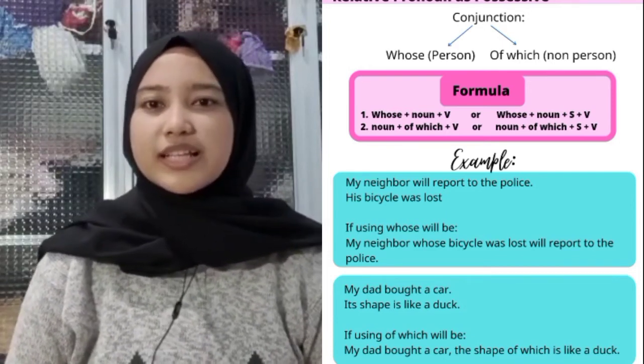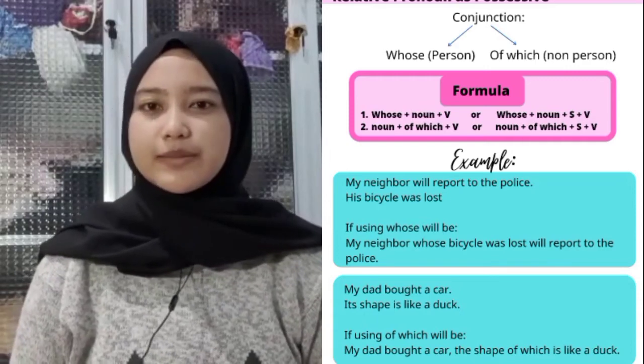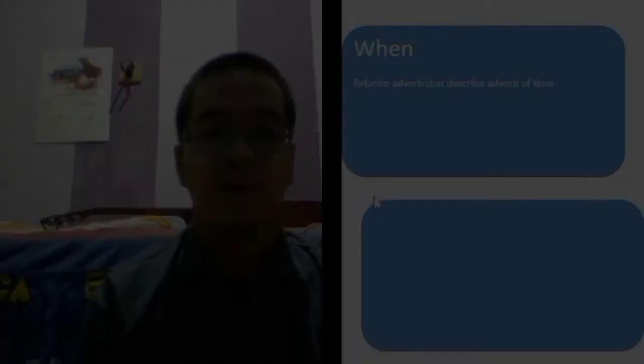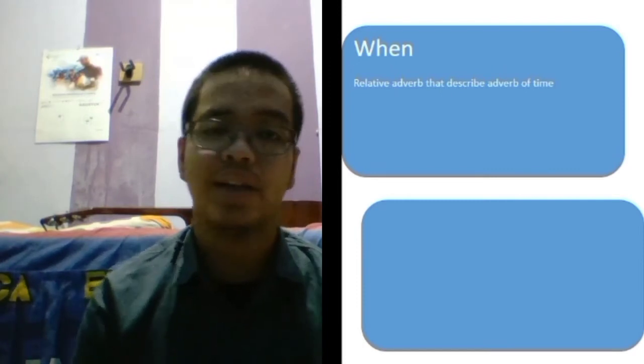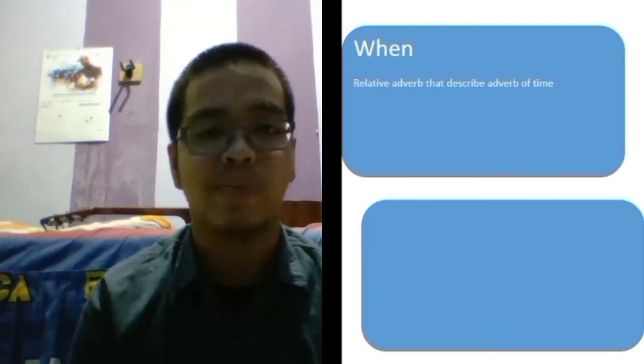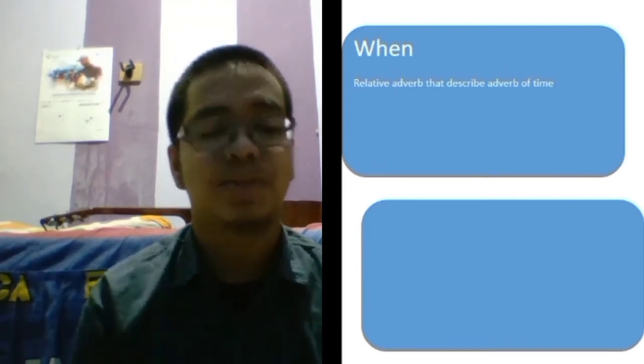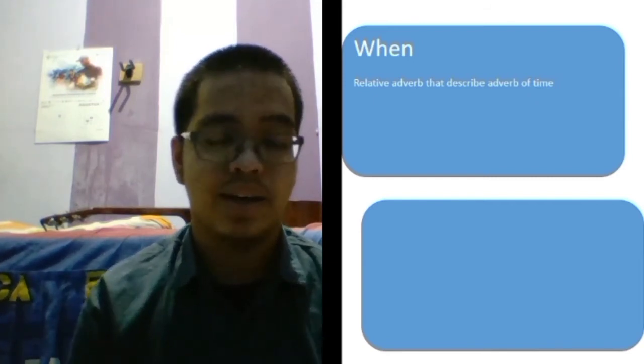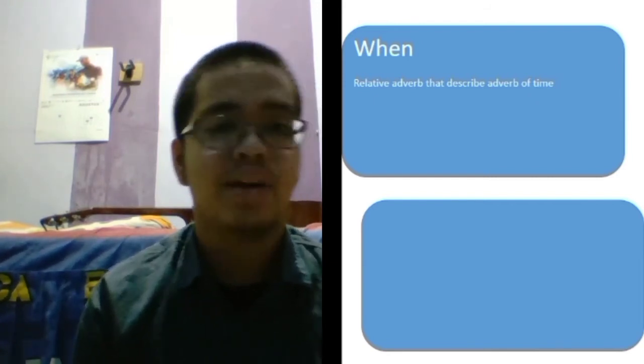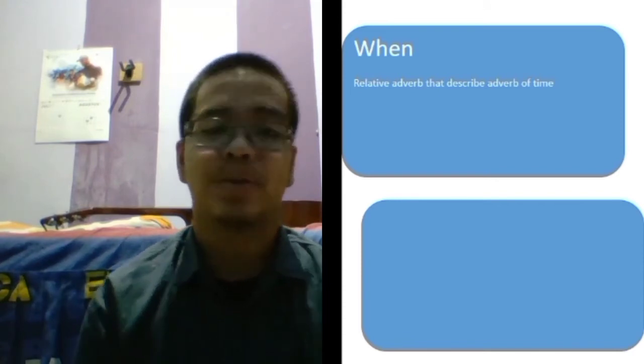Okay, the relative adverb will be explained by Muhammad Afif. Okay, the last sub-material is relative adverb, which will be explained by me. Relative adverb has three main connectors, that is when, where, and why. I will explain them to you one by one.